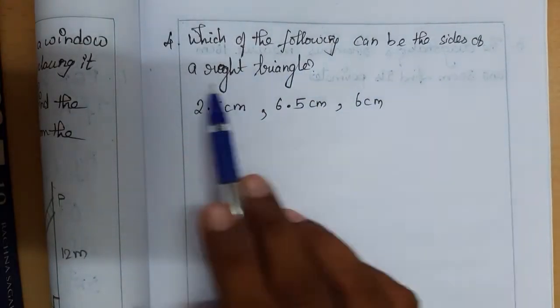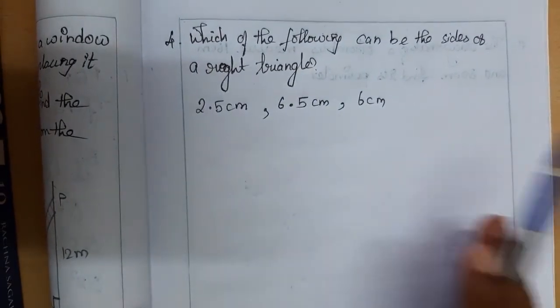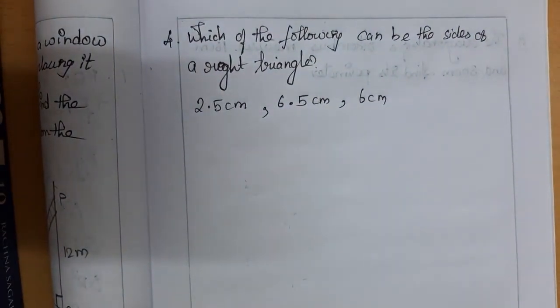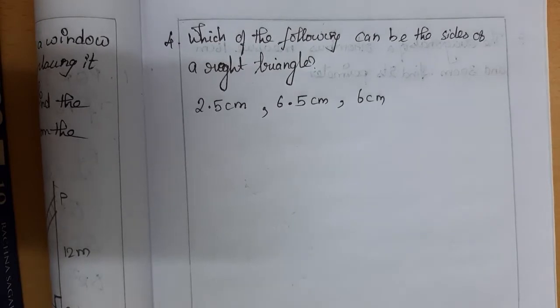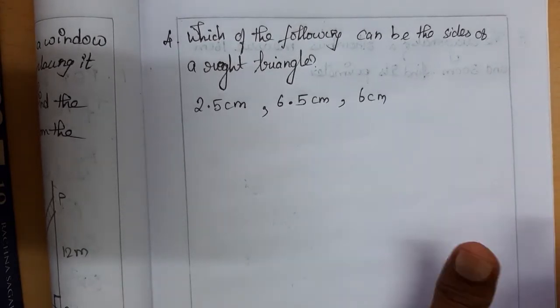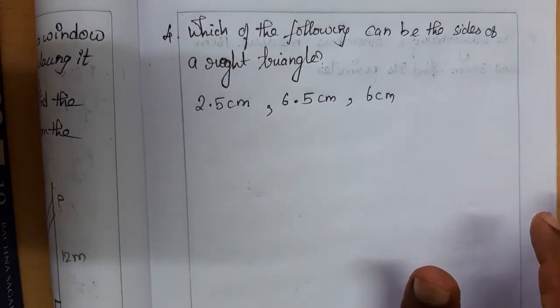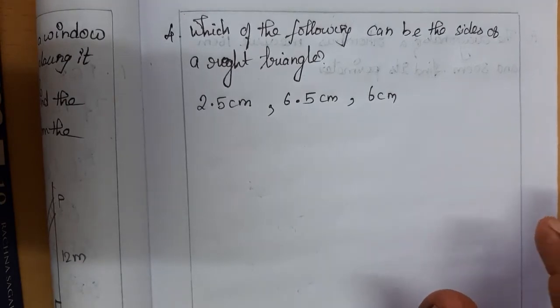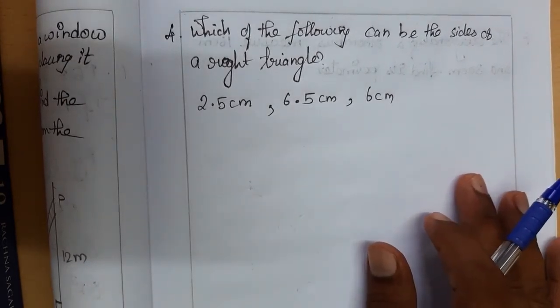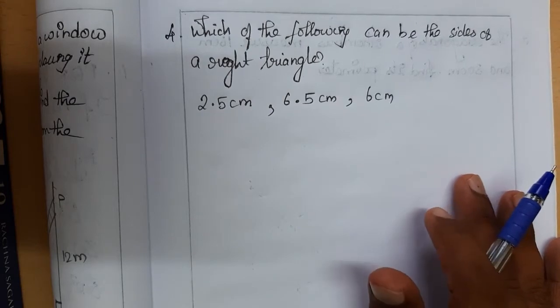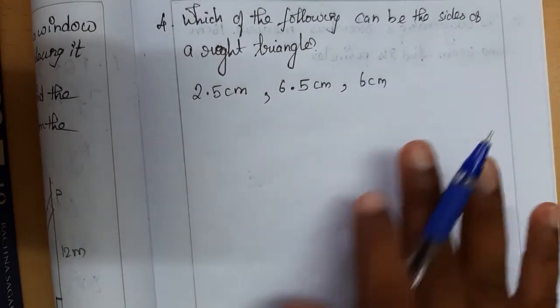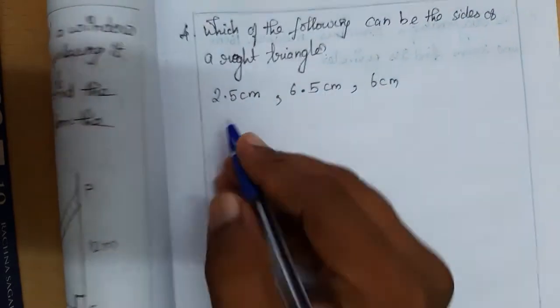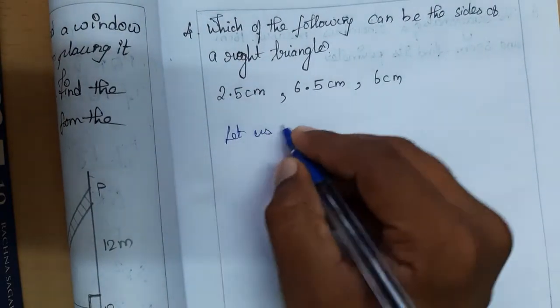Which of the following can be the sides of a right angle triangle? So given the three sides, we have to find which forms a right angle. Here there is no triangle and no 90 degrees given. We have to find whether it forms a right angle or not. So first we need a hypotenuse to check whether it satisfies the Pythagoras theorem or not. We don't know which side will be the hypotenuse, so let us consider the greater side.